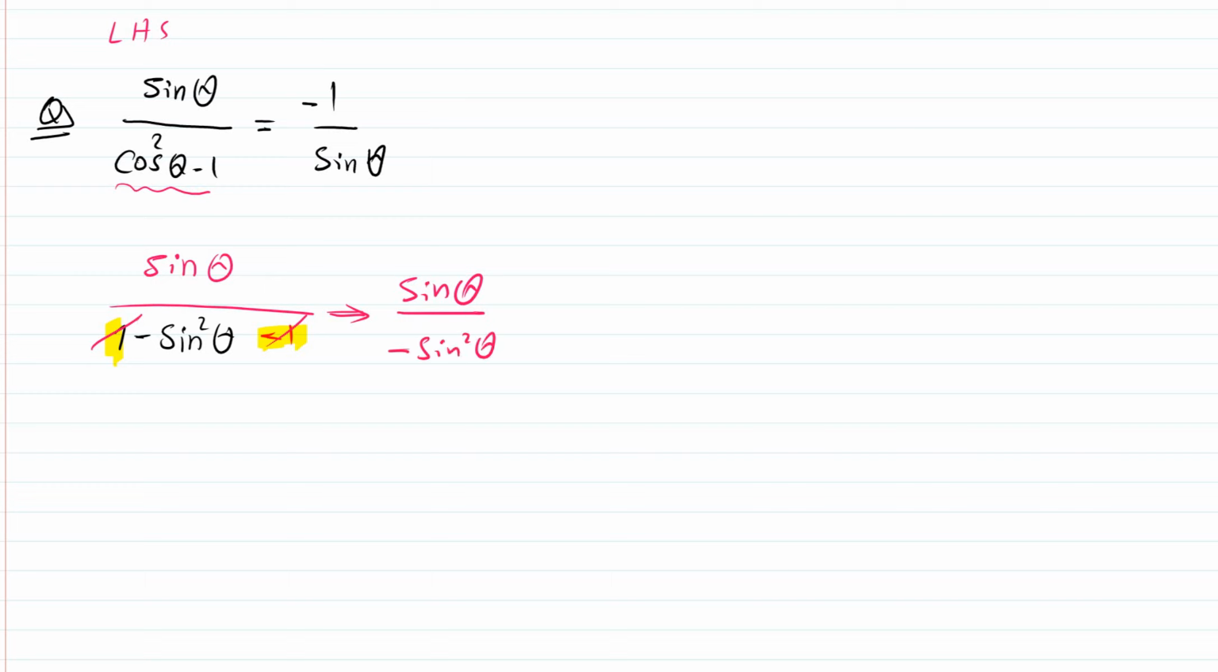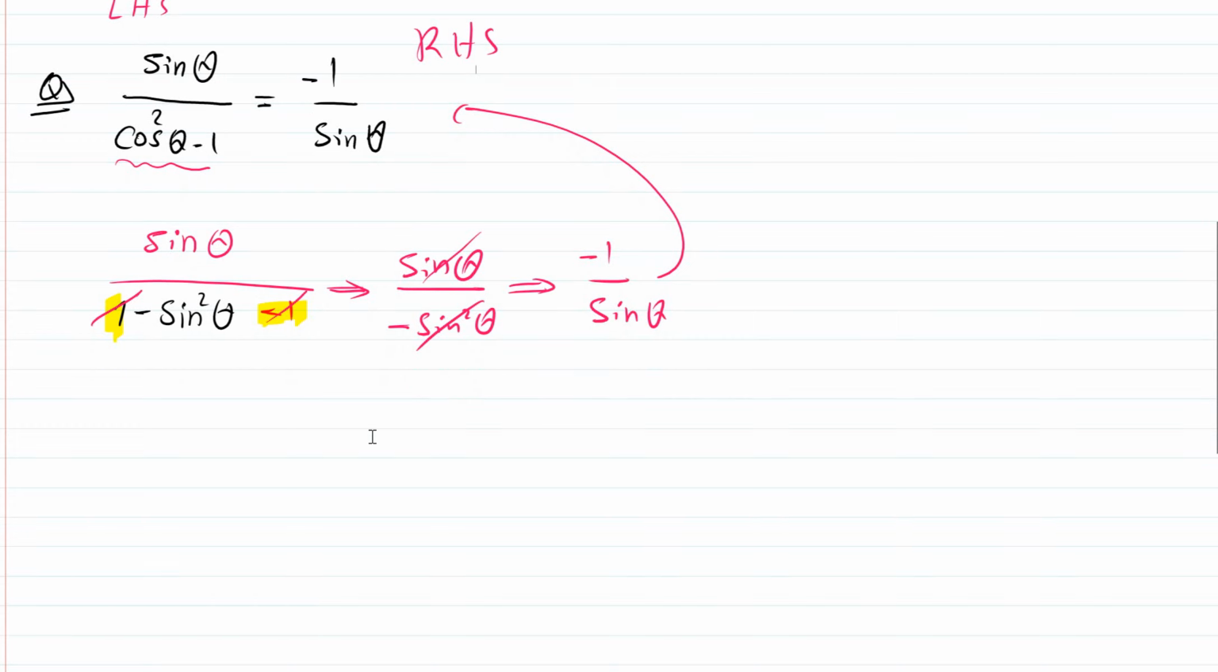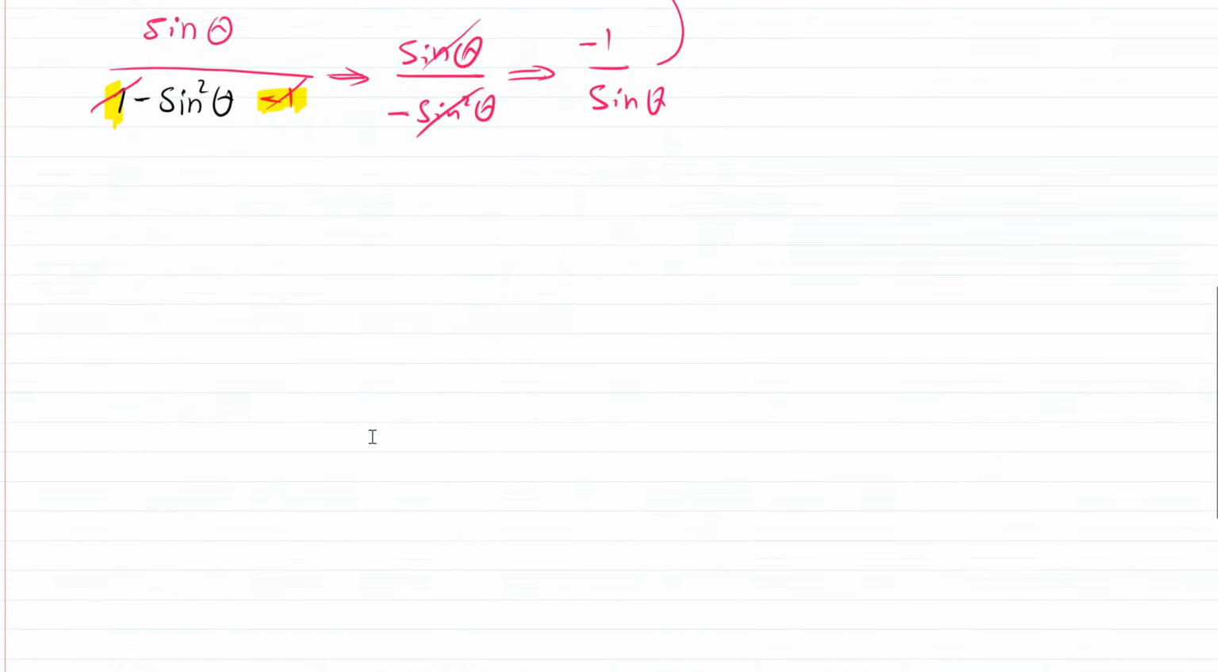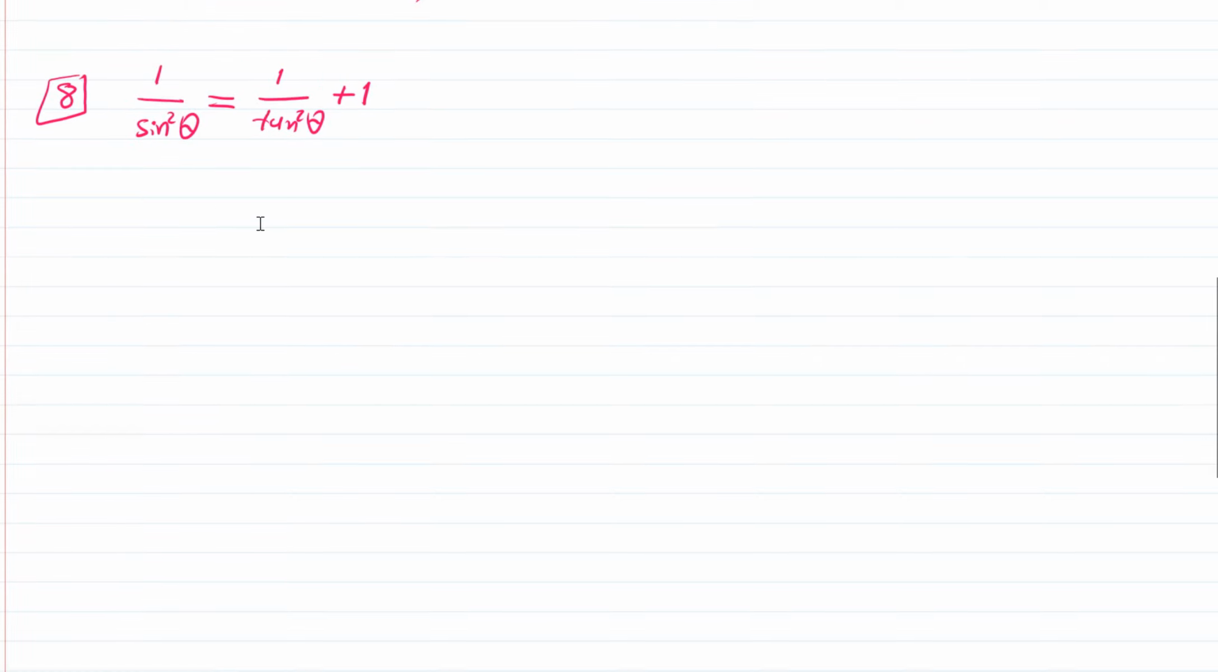So again, same thing, students. This one cancels with the power. So we get negative 1 over sine theta, and this is the right hand side. So this is the proof. All right, guys. I'm going to explain one more question about this one, but a little bit more complicated than this one. Okay, stay tuned.